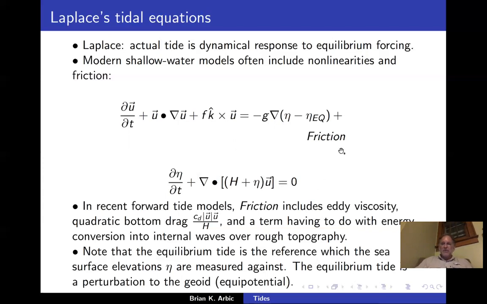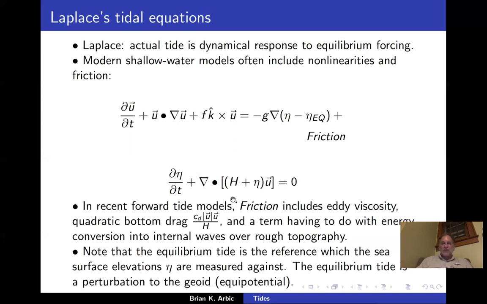In recent forward tide models, friction includes eddy viscosity, so the viscosity due to small scale turbulence, and quadratic bottom drag, which is a drag coefficient divided by the resting depth times |u|u, the velocity squared. And it acts in the direction of the velocity. So you take the magnitude of the velocity times the velocity itself.